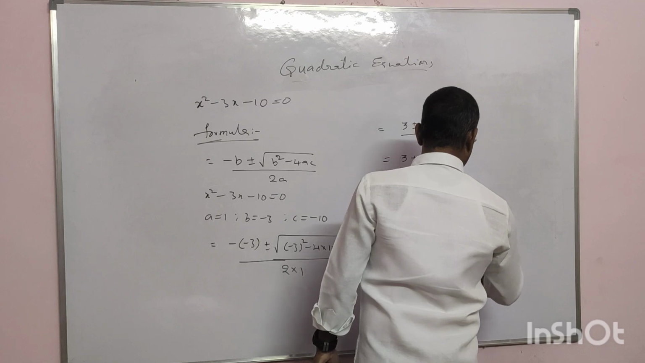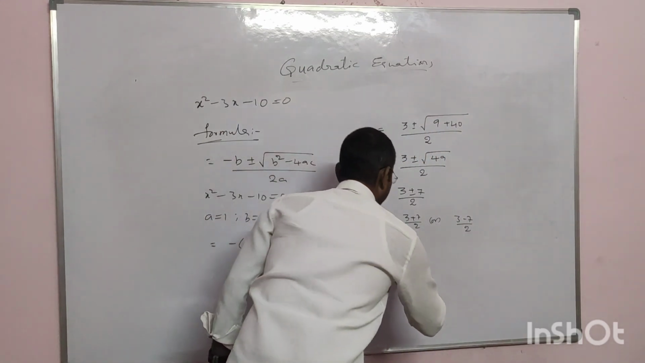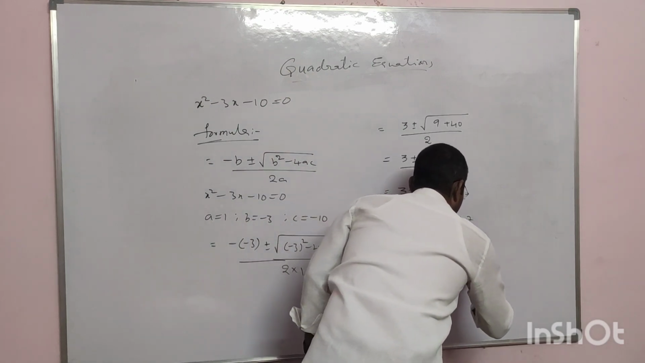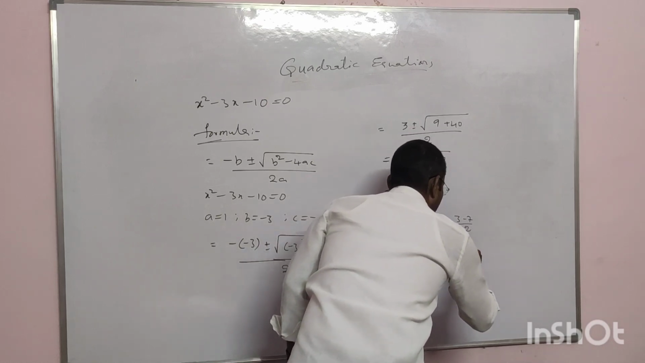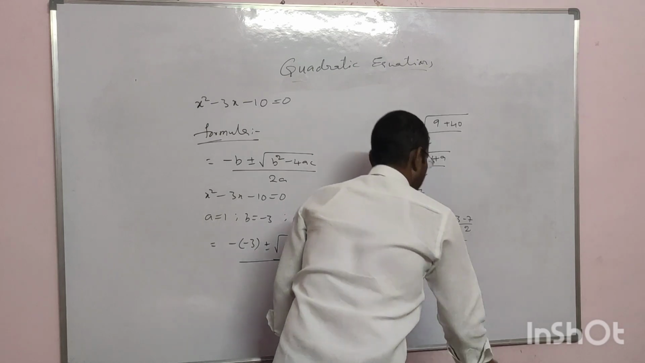3 minus 7 by 2. You need to split it. Once plus, once minus. 3 plus 7, 10 by 2, or 3 minus 7, that is minus 4 by 2. 2 ones are, 2 fives are, 2 ones are, 2 twos are. What will you get? 5 or minus 2.